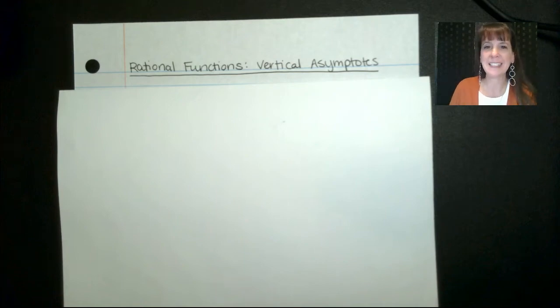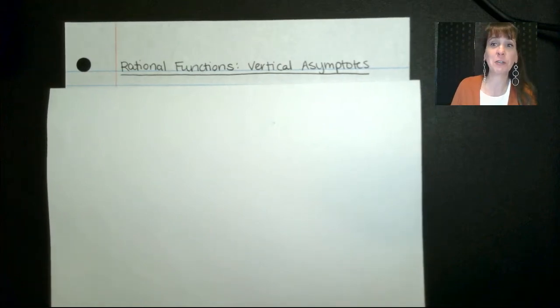Hi friends, welcome back. Today we're talking about rational functions, graphing rational functions. We're talking about finding those vertical asymptotes. Just a reminder, an asymptote is a line that when you're graphing, you don't cross it. It's a little more detailed than that, but we'll get into it as we go along.